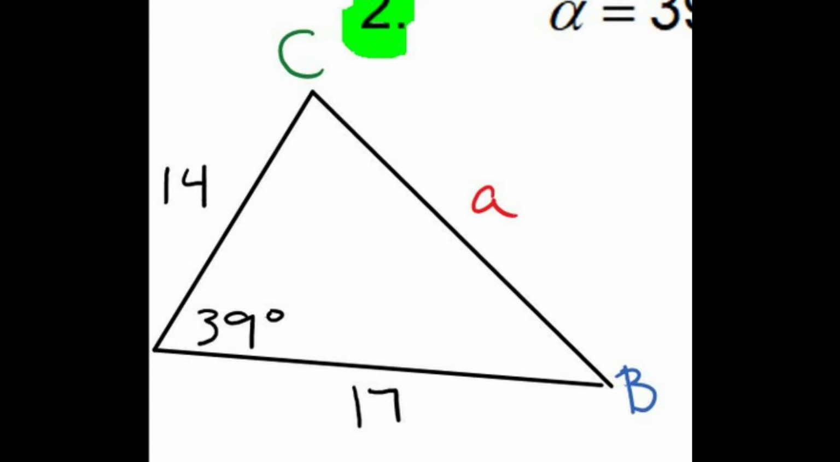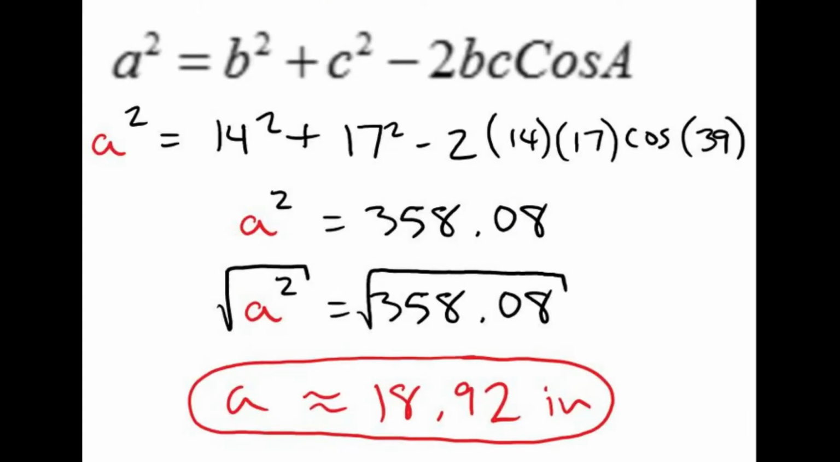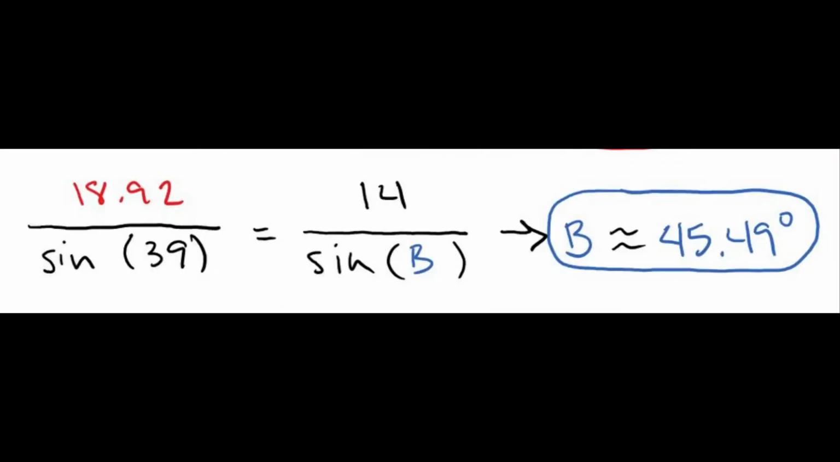I take all the stuff I'm given, plug it in here, and I'm solving for this red A right here. On the right side, if you plug that all into a calculator correctly, you'll get 358.08. Square root both sides, you get 18.92 inches, and that's the third side. Once we have this third side, we can use law of sines, and that's what I've set up here. It's across from the angle 39, so we have sine of 39 underneath it.